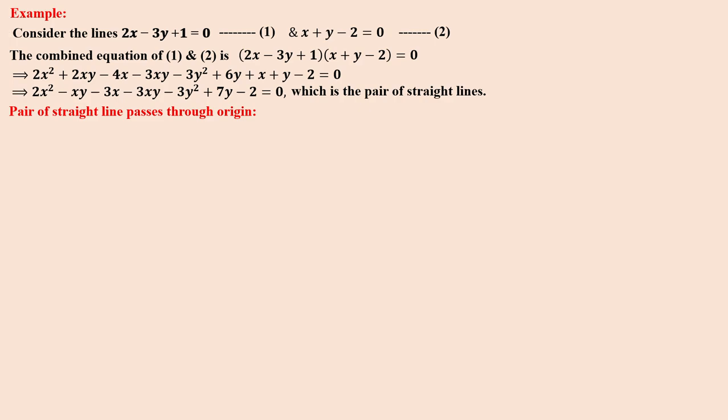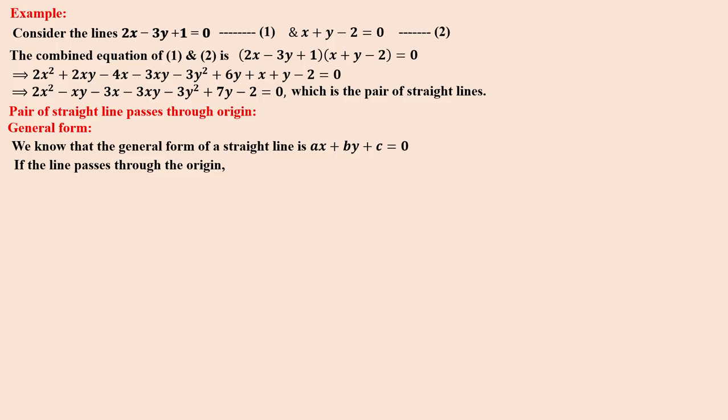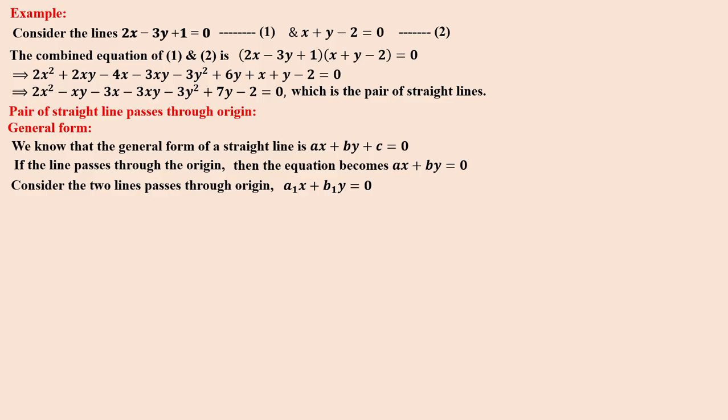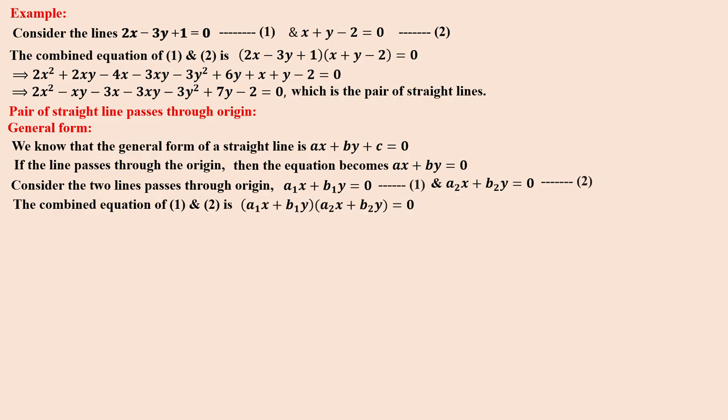Next, pair of straight lines passing through the origin. We know that the general form of a straight line is ax plus by plus c equal to 0. If the line passes through the origin, then the constant term is 0. Then the equation becomes ax plus by equal to 0. Consider two lines passing through the origin: a1x plus b1y equal to 0, first equation, and a2x plus b2y equal to 0, second equation. The combined equation of 1 and 2 is a1x plus b1y into a2x plus b2y equal to 0.